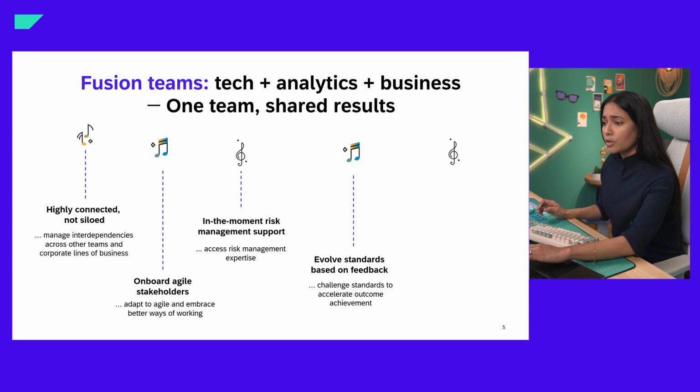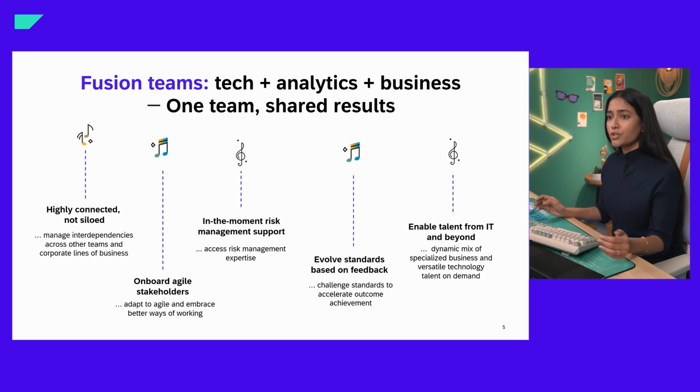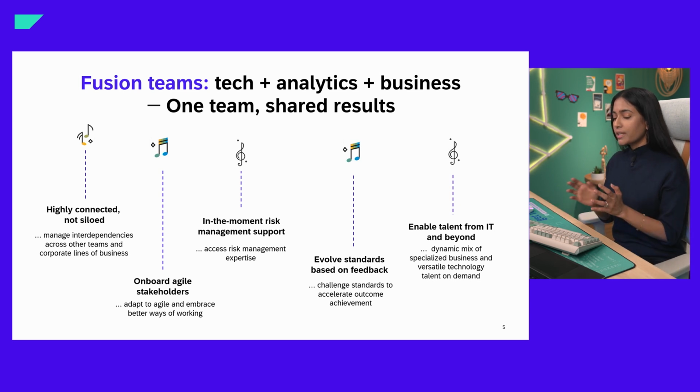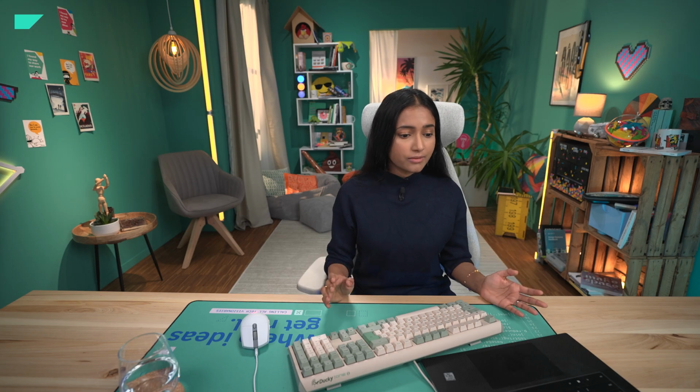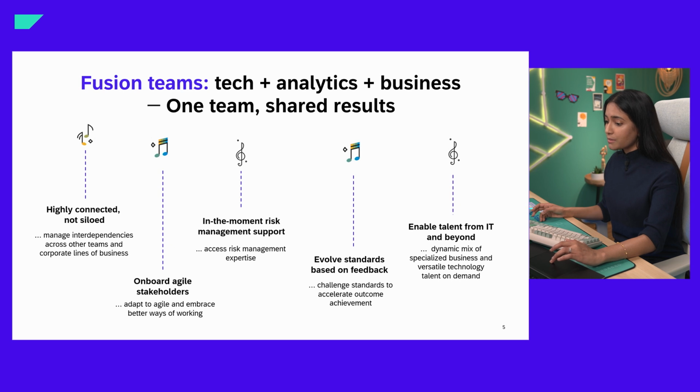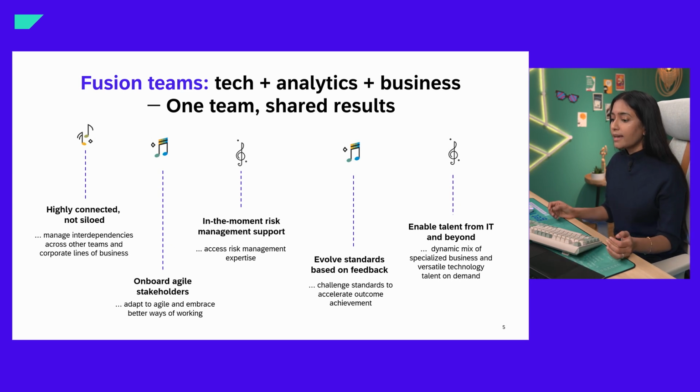We know that there are also several elements that function together with the CIO. There's the tech area, analytics area, business, and all together as one team, we deliver the results. So together with the CIO, when we speak of Fusion teams, there are various aspects of analytics, business, and technology that come together in one team. We need to manage interdependencies across different teams and corporate lines of business so that everyone involved in Fusion development is highly connected with each other.